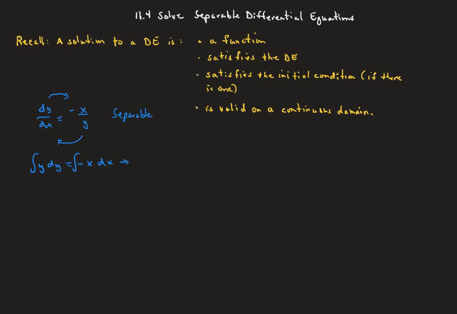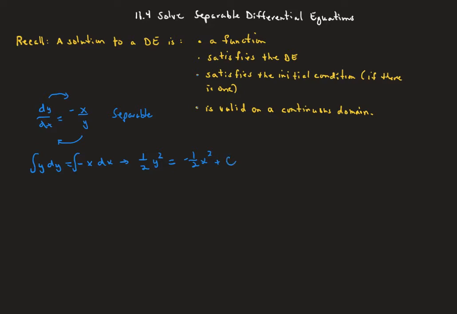So on the left, when we integrate with respect to y, we're going to get 1/2 y squared. Now, you could get a plus c, but we're just going to agree to always put the plus c on the side where the x is. So integrating negative x is going to be a negative 1/2 x squared, and then the plus c is going to go on that side.